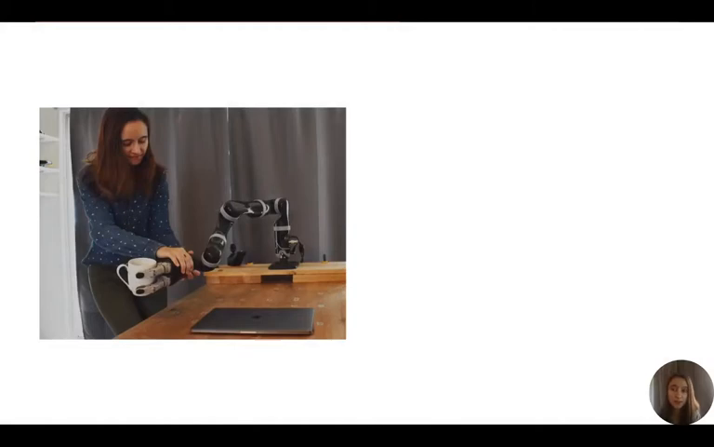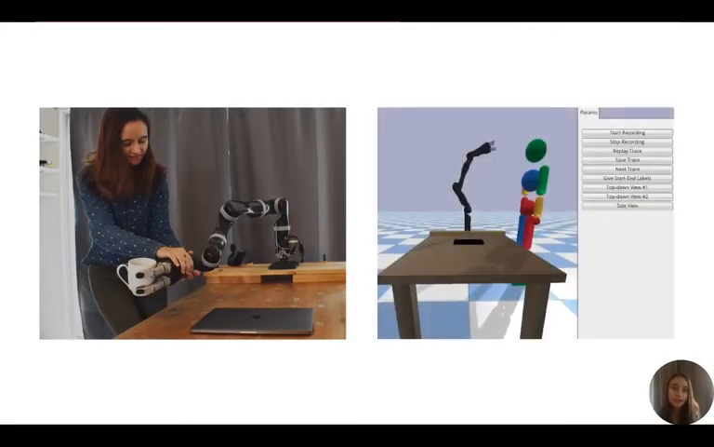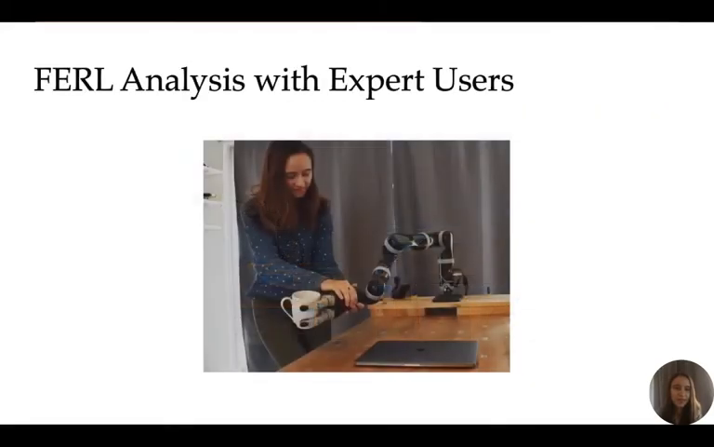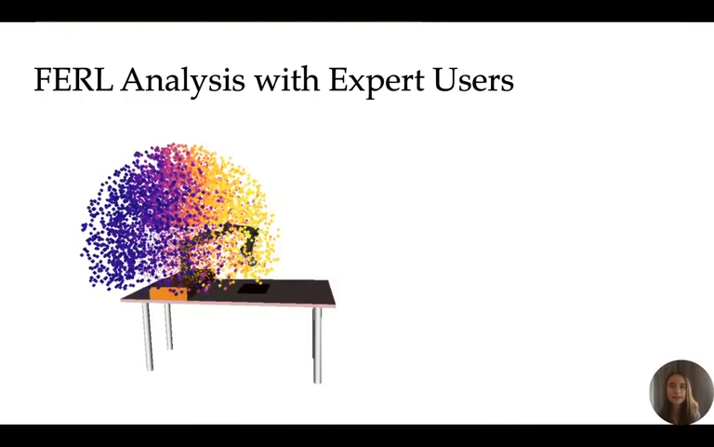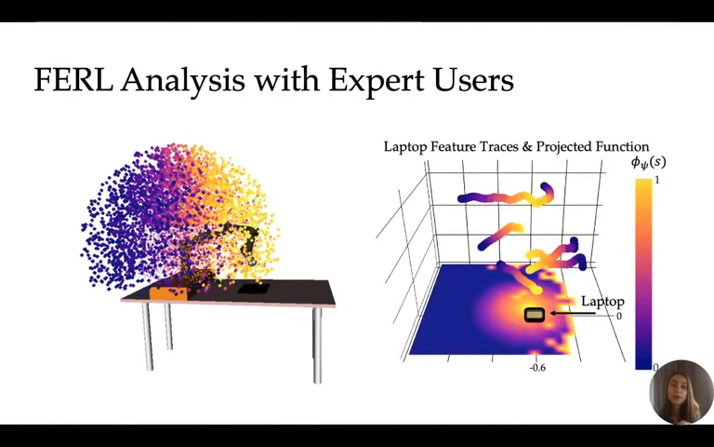We now put our feature learning algorithm to the test in a case study with expert users and a real robot manipulator, as well as in an online user study, recreating our lab environment in a simulator. In all of our experiments, we tested the algorithm by sampling a test set of states in the robot's reachable set, and comparing the FERL output against ground truth. For visualization purposes, we can project the learned feature onto a representative plane like so.